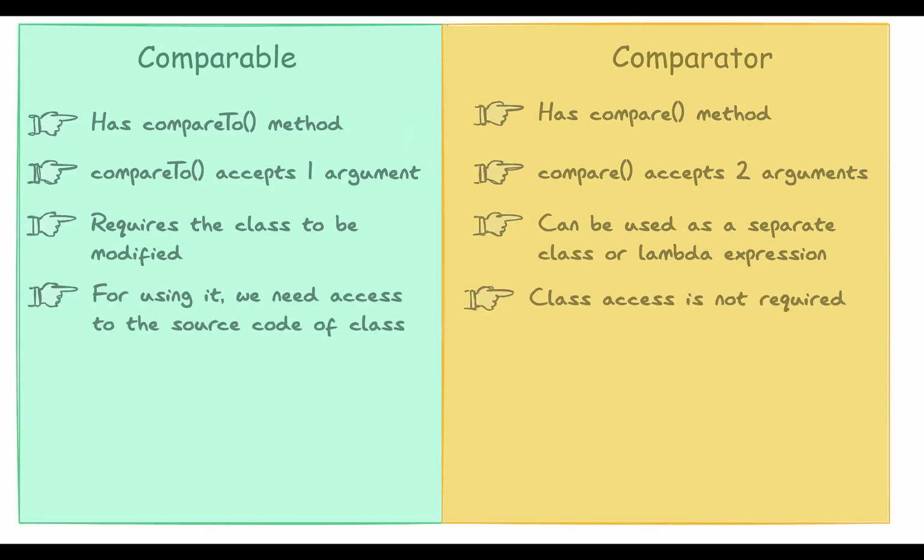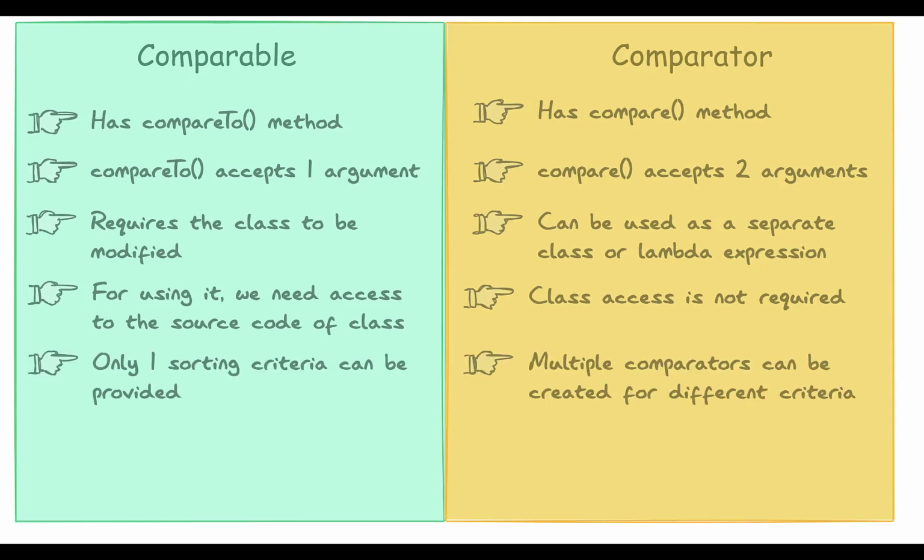This also means that for using Comparable, we need access to the class whose objects we need to sort, while Comparator can be used with any class, even those whose source code we do not have. With Comparable, we can provide only one sort criteria. That is, we can either sort objects on one field or other. While with Comparator, we can create any number of sort sequences by defining a separate Comparator for each sequence.